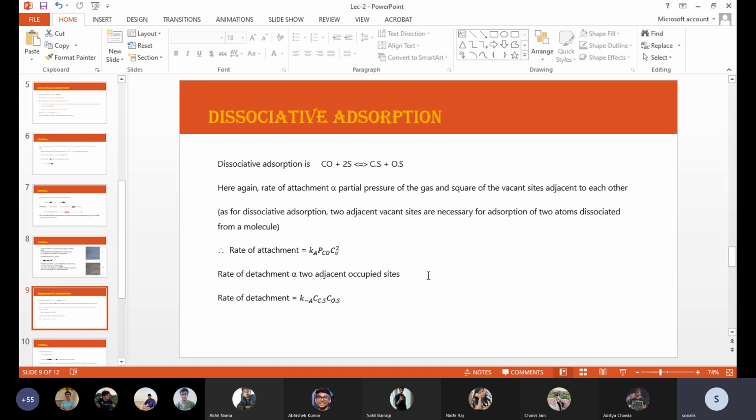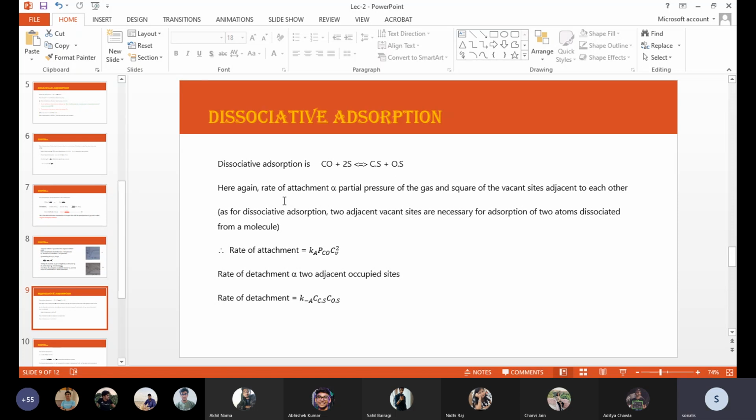Now take the dissociative adsorption. Here again the rate of attachment is proportional to the partial pressure of the gas. The more gas molecules, the more attachment, and to the square of the vacant sites adjacent to each other. Why square? Because as it is dissociative, we need two sites adjacent to each other, so that on one site C will get adsorbed and on another site O will get adsorbed.